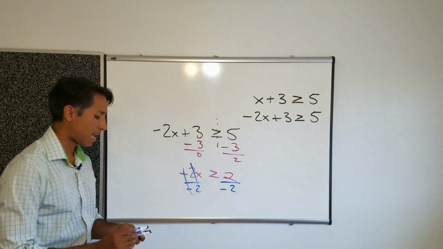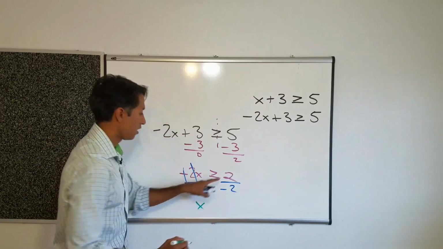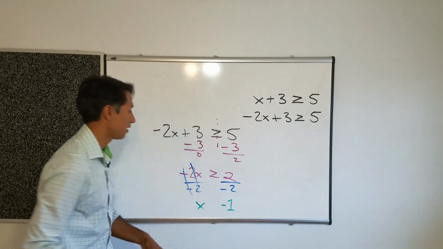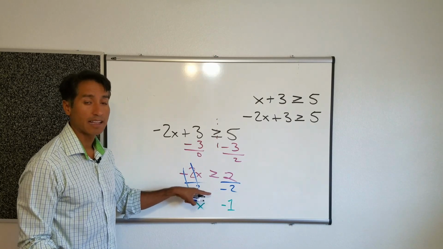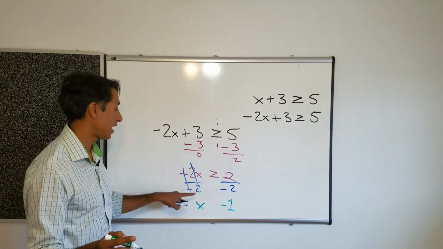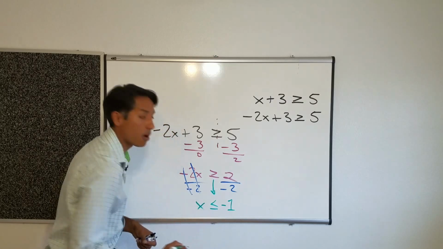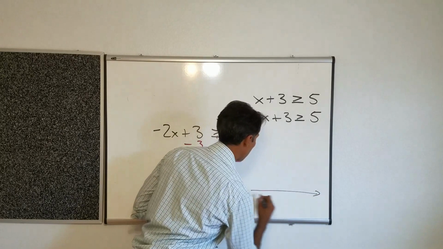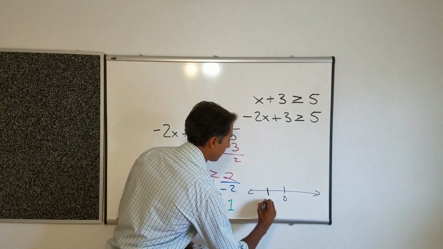This all cancels out, and we're left with x. 2 divided by negative 2 is negative 1. We divided by a negative sign. And so again, the rules of math say you have to reverse the direction of the inequality. Now we can graph. Let me draw my line. Let me draw my 0. My starting point is at negative 1.